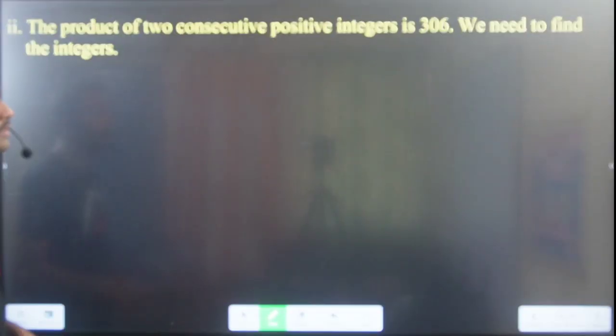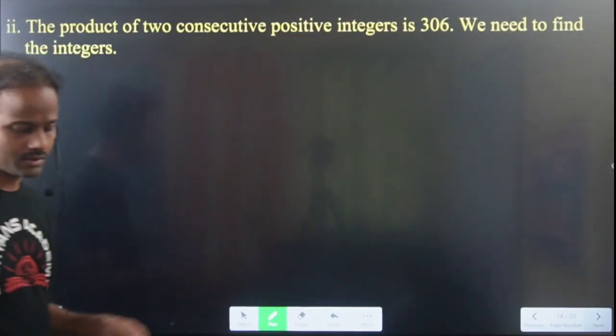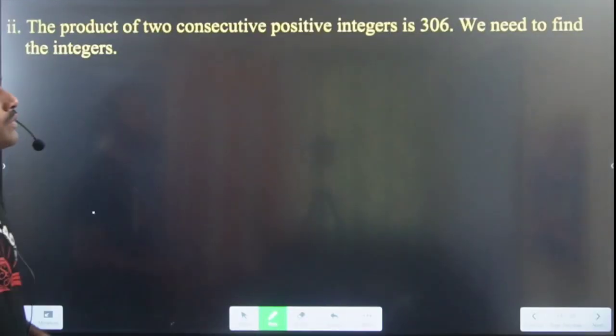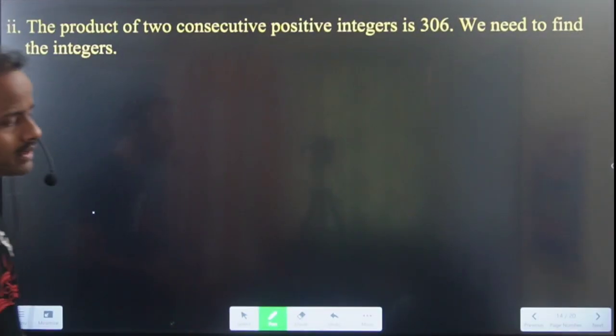The product of two consecutive positive integers is 306. We need to find the integers. Okay. The product of two consecutive positive integers is 306. We need to find the integers.